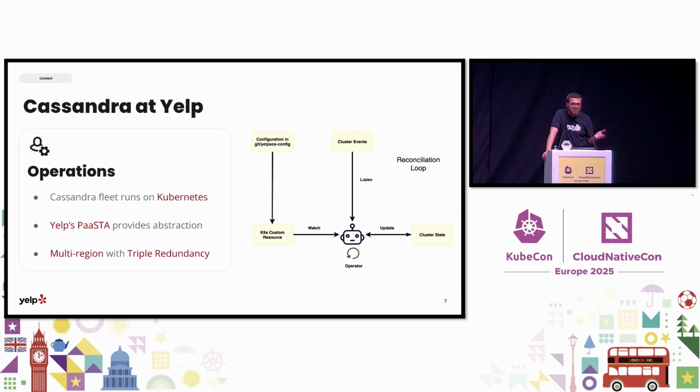Now, the configurations at Yelp are managed in a declarative way using a central Git repository, which we call Yelp solconfig, as shown in the diagram. Any updates to these configurations are then converted into a Kubernetes custom resource. Here, the operator is continuously watching this custom resource, and as soon as it detects a difference between the actual and the desired state, it takes action to reconcile and convert it into relevant Kubernetes resources.